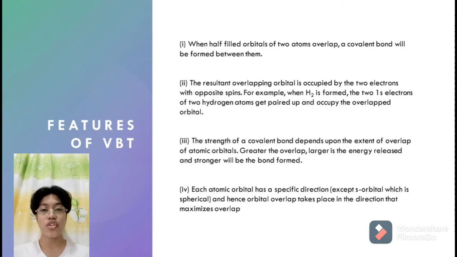And the last feature would be that each atomic orbital has a specific direction, except of course for an s orbital because it is spherical in shape. Each atomic orbital has a specific direction, hence the atomic overlap between these orbitals would take place in the direction wherein it is maximized.